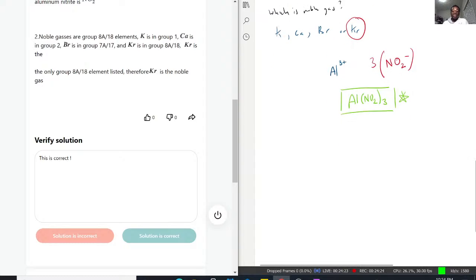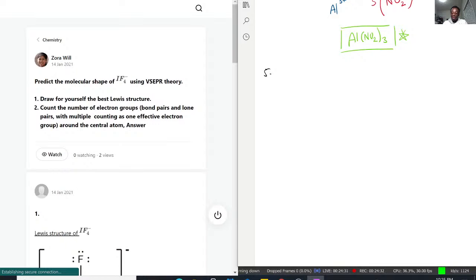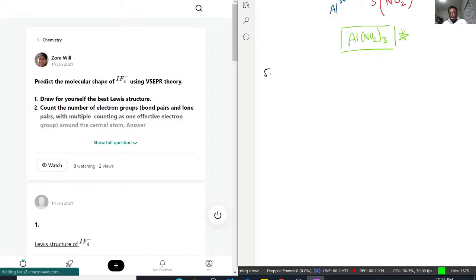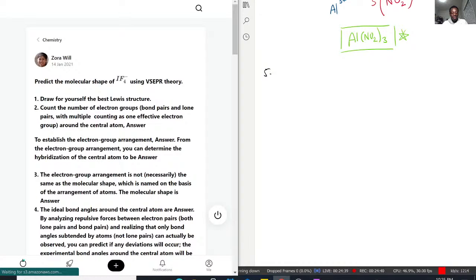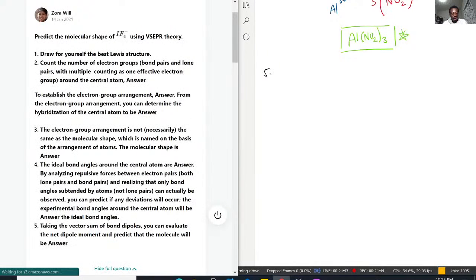And now moving to the next question, question number 5. For 5, we have predict the molecular shape of IF4 using VSEPR theory, and we want to answer all these questions here in order to, after we predict the molecular shape of IF4. So we're going to first, let me just do this actually, give me a second.